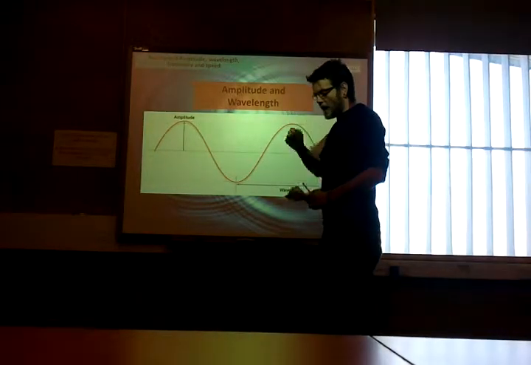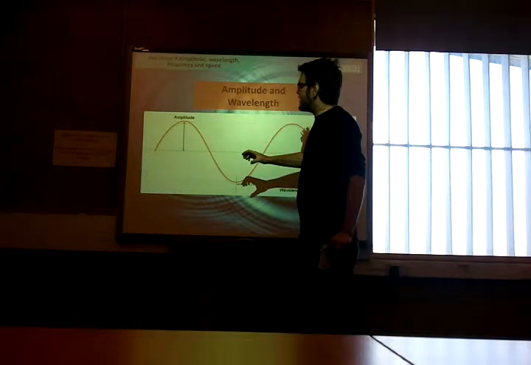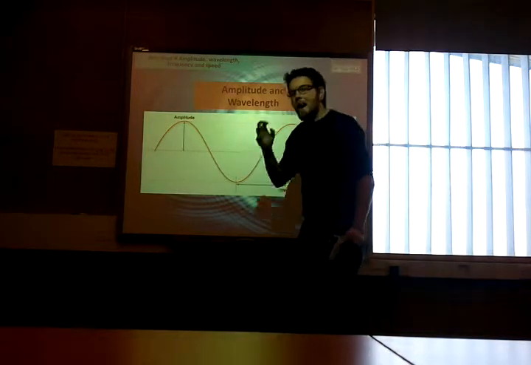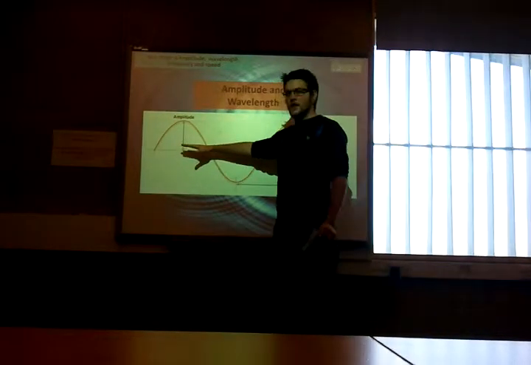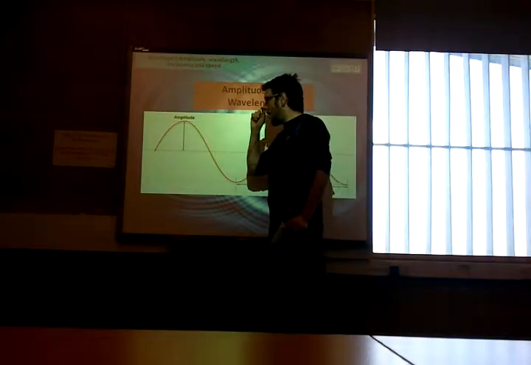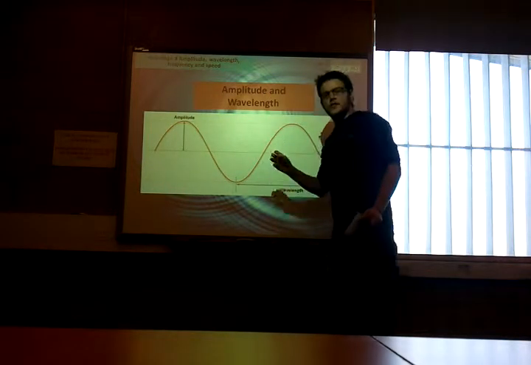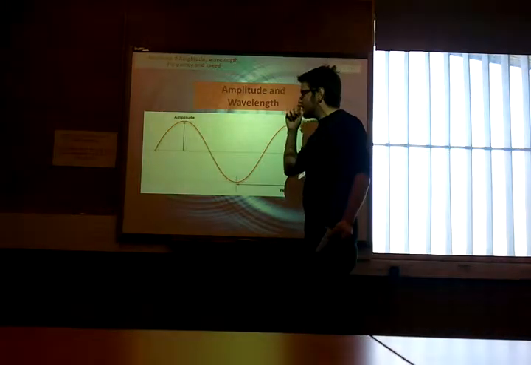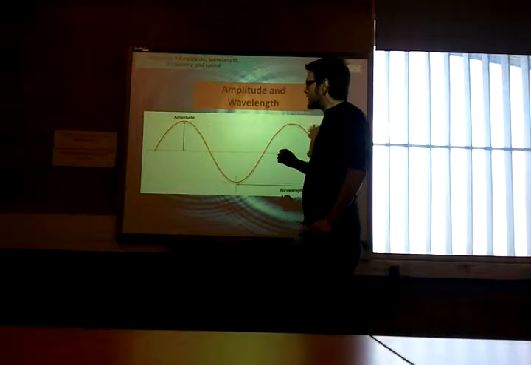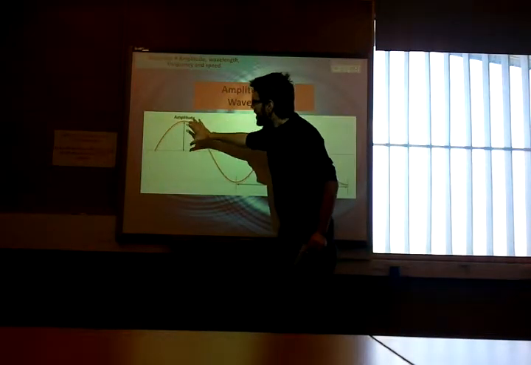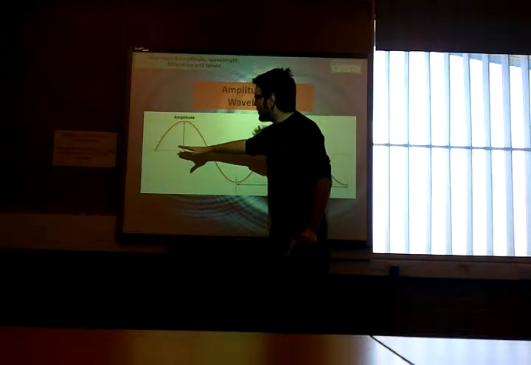Now the amplitude is a measure of the maximum disturbance from the point of no disturbance. BBC Bitesize is really good for explaining this, and this is where I got the majority of the pictures from for today's lesson. So as I said, the amplitude is the maximum disturbance from the point of no disturbance.